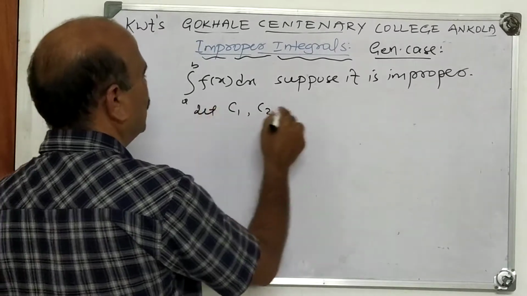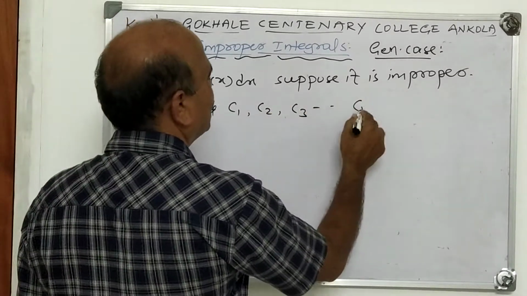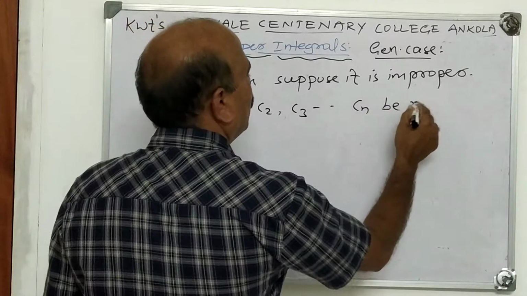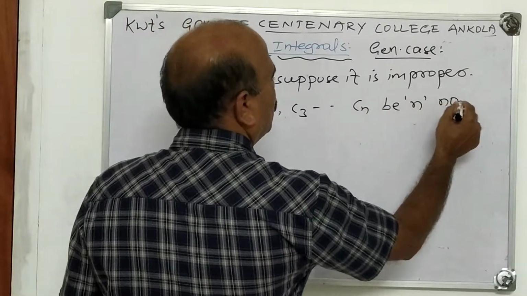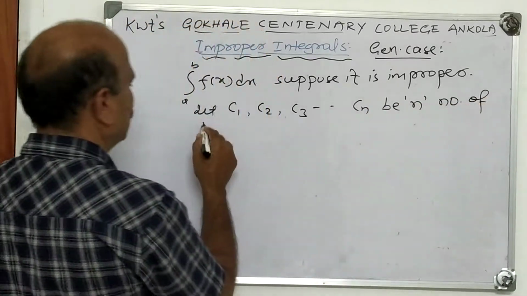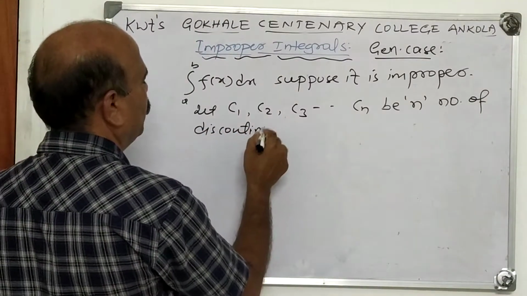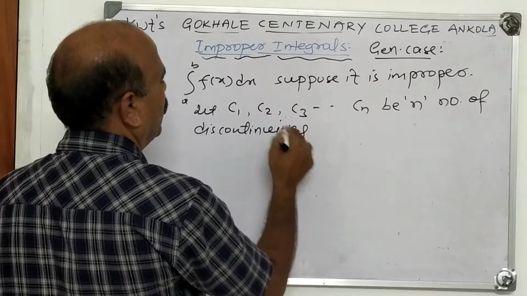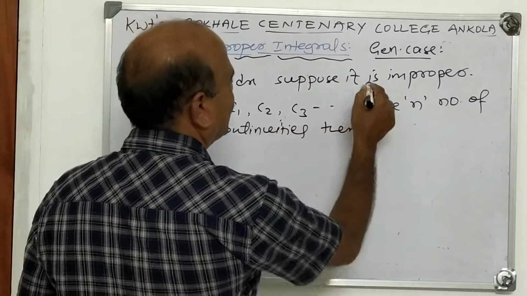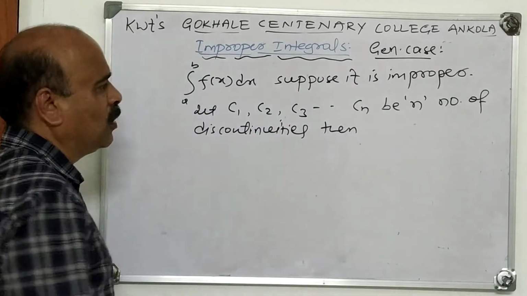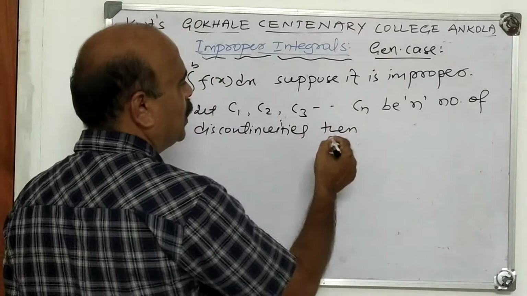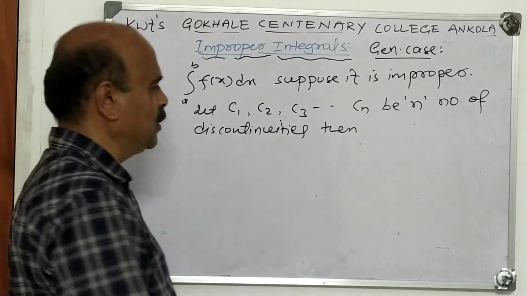Let c1, c2, c3, etc., cn be n number of discontinuities. Then it is called the general case. There are n number of discontinuities. Then how do we discuss the convergence?